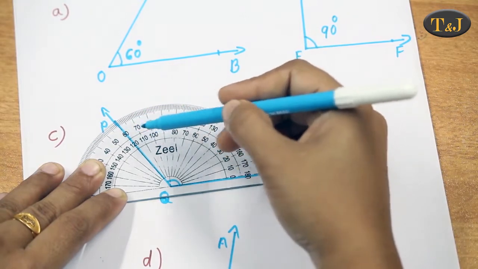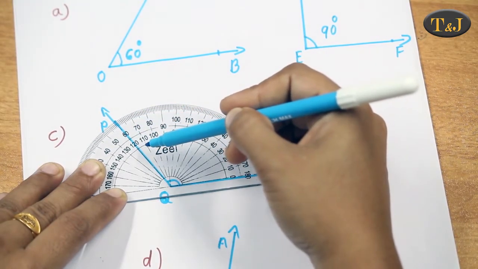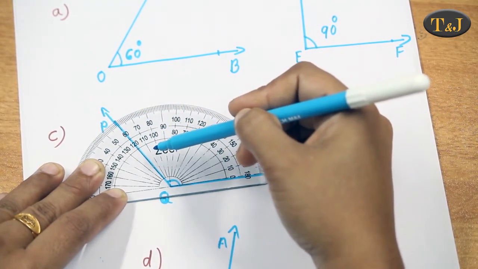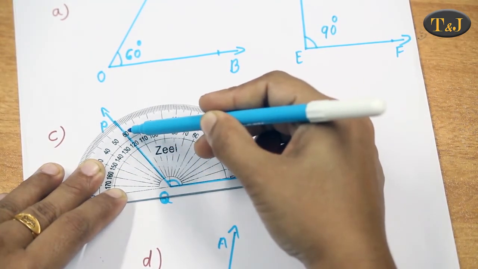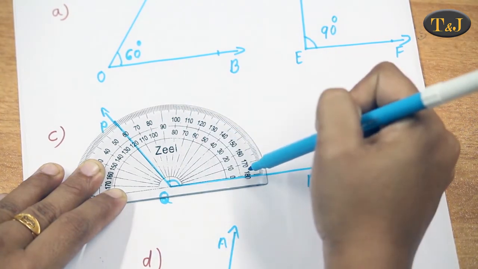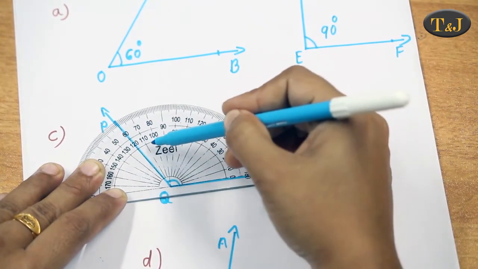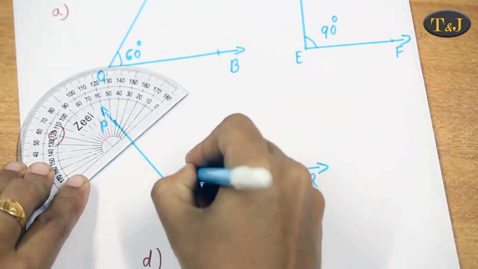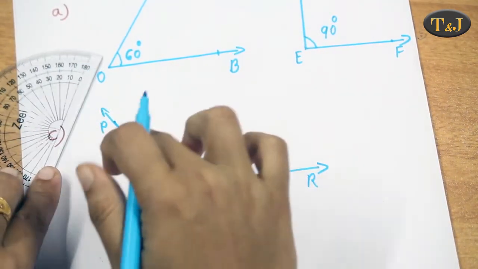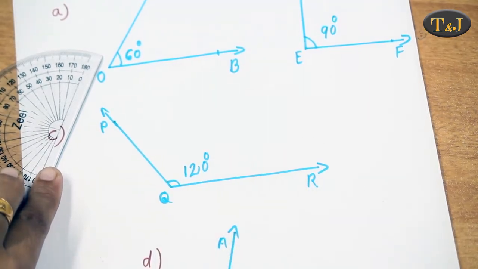which degree? 60 or 120? We are measuring the angle using only the inner scale. So, our inner scale number is 120 degree, not 60 degree. 60 degree is on the outer scale. The inner scale is 120 degree. So, it is marked as 120. The angle PQR equals 120 degree.